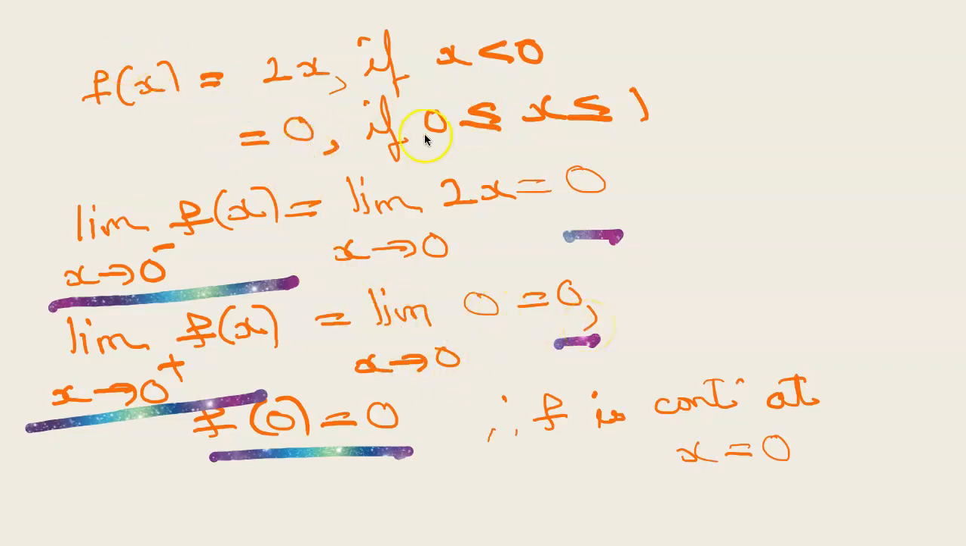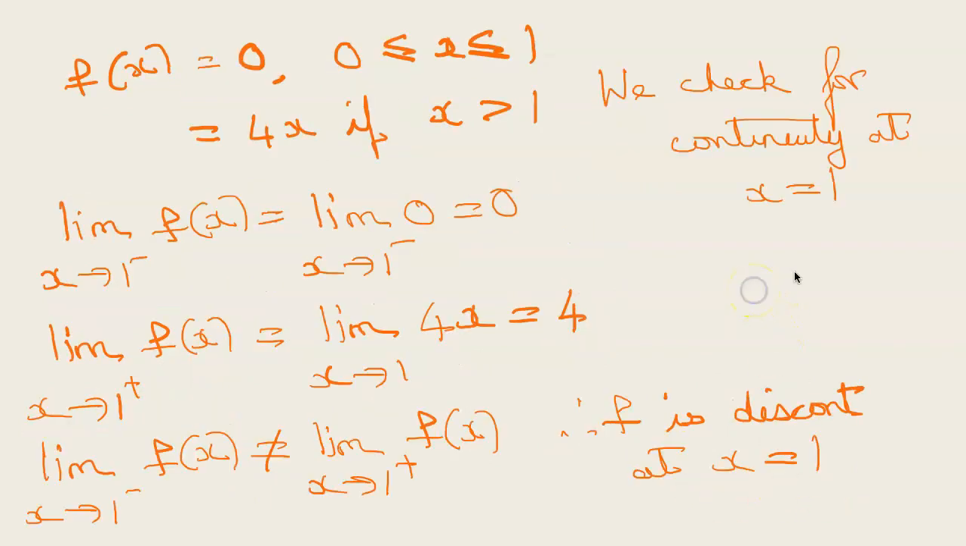And f(0) is anyway 0 because f(x) is 0 if 0 ≤ x ≤ 1. So we have the limit as x tends to 0 from the left of f(x) equal to the limit as x tends to 0 from the right of f(x) equal to f(0). All are 0, so f is continuous at x = 0. Now we check for continuity at x = 1.